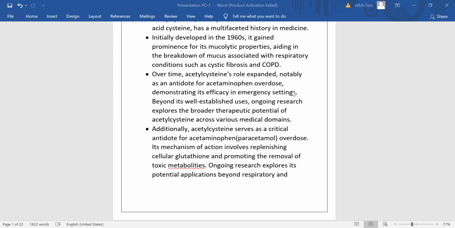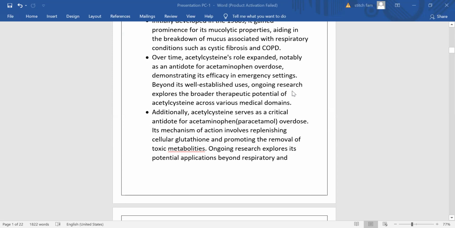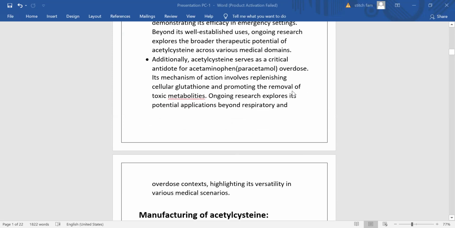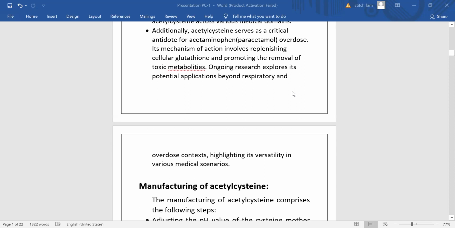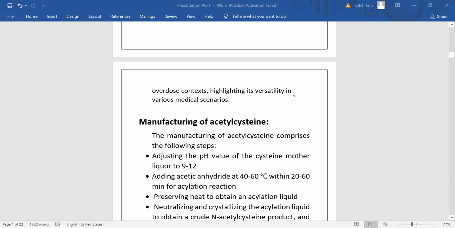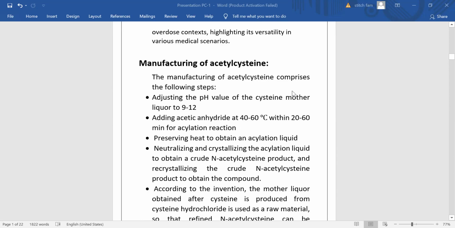Additionally, acetylcysteine serves as a critical antidote for acetaminophen (paracetamol) overdose. Its mechanism of action involves replenishing cellular glutathione and promoting the removal of toxic metabolites. Ongoing research explores its potential applications beyond respiratory and overdose contexts, highlighting its versatility in various medical situations.